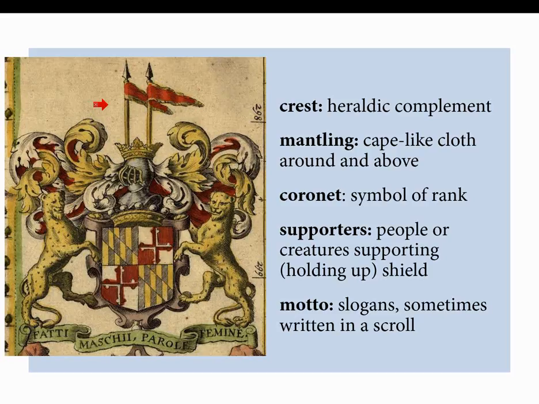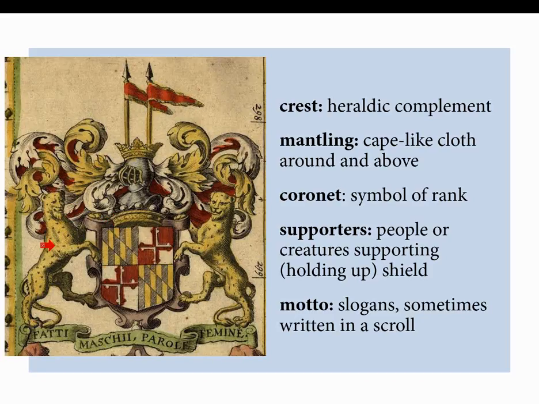Under the crest is this helmet. Surrounding the helmet is the mantling, the cloth that's here depicted in red, silver, and gold, which picks up the colors of the main coat of arms. And those are conventionally used just to liven up the depiction of the full heraldic achievement. Underneath the helmet, between the helmet and the shield, is the coronet, a symbol of the rank of baron that was held by the Lords Baltimore in the English peerage.